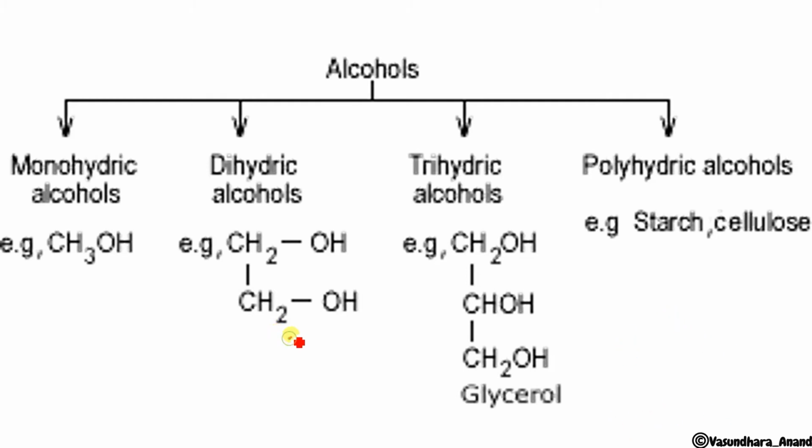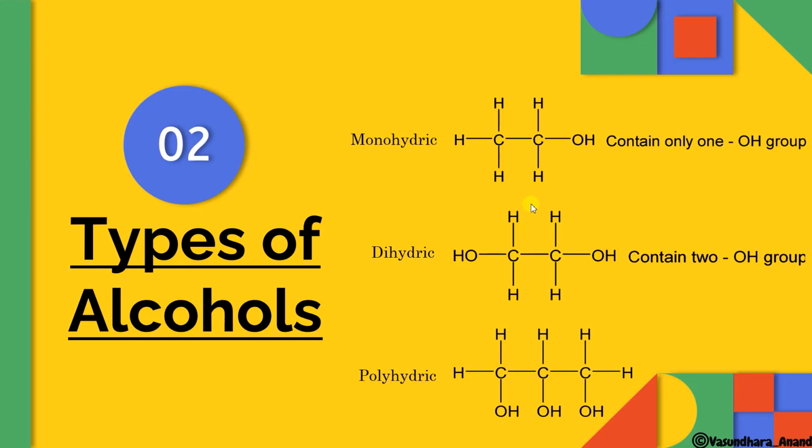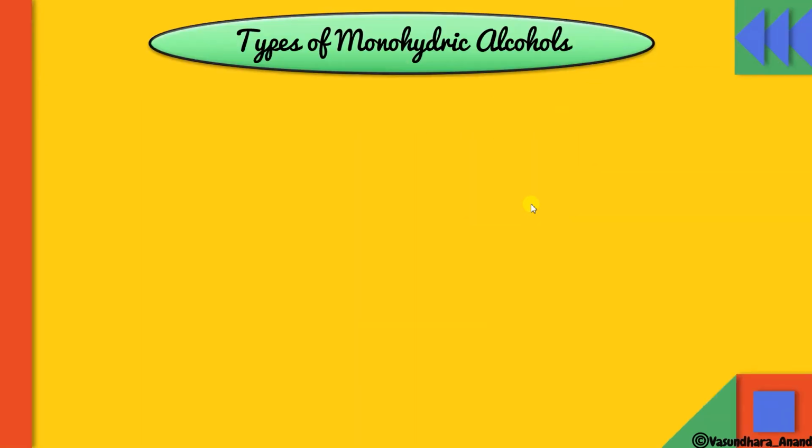This is glycol. Now this is trihydric. Trihydric means there will be 3 OH groups and this is glycerol. Its common name is glycerol. And polyhydric includes starch, cellulose, glucose, and this will be considered as even glucose. That will also come under polyhydric alcohol. Now this is like one page for this with the example, with the structure.